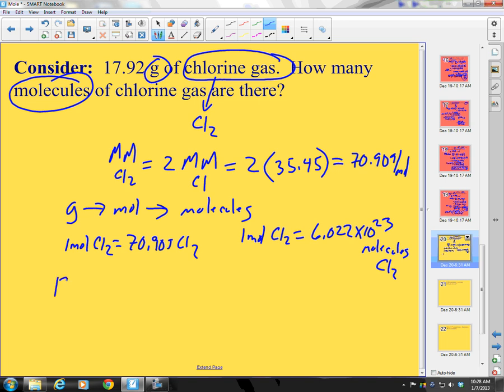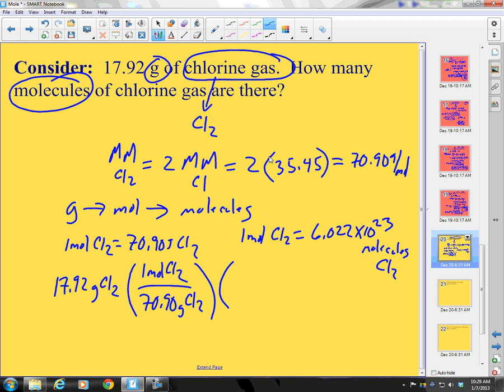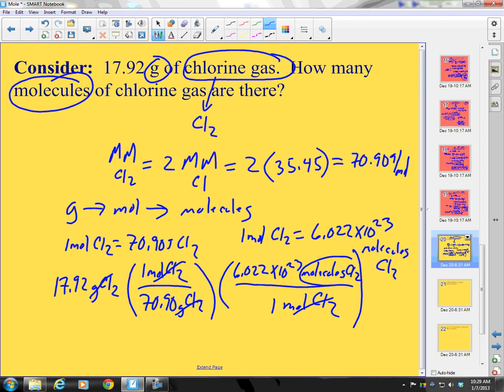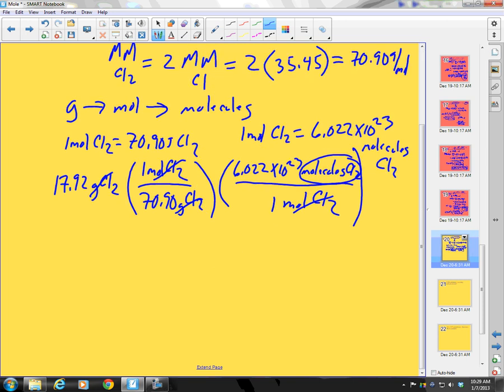We're going to do it the dimensional analysis way. 17.92 grams of chlorine times what? Well, 1 mole of chlorine over 70.90 grams of chlorine times what? Well, that gets rid of grams, right? Good, but I want to end up with molecules, so that means I want 6.022 times 10 to the 23rd molecules of chlorine over 1 mole of chlorine. And let's see if my units work. My grams canceled, my moles cancel. What am I left with? Molecules. Excellent.